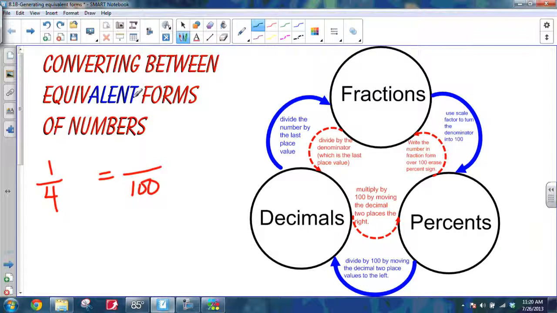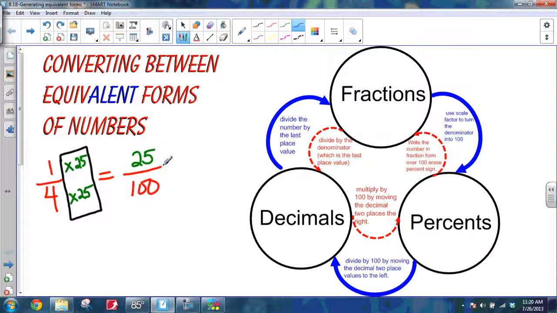So what scale factor can I use to change a 4 into a 100? Well, 4 times what makes 100? 4 times 25. And what I do to the bottom, I do to the top. So I have to multiply the top by 25. So 4 times 25 is 100. That means 1 times 25 is 25.